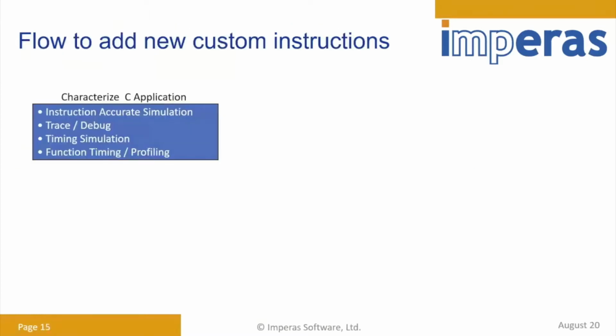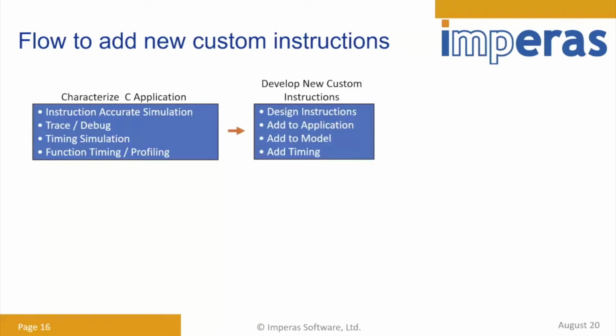The flow you would typically go through here is that the first thing you would do is characterize your C application. If we presume that we start with application code that doesn't have custom instructions, then you'll go through the flow of instruction accurate simulation, performing trace and debug to get your application functionally correct, and then some kind of timing simulation. We have capabilities to put timing annotation back into the environment. This then gives you function profiling information that you can use to guide the creation of potential new custom instructions, applicable to whatever your application is doing.